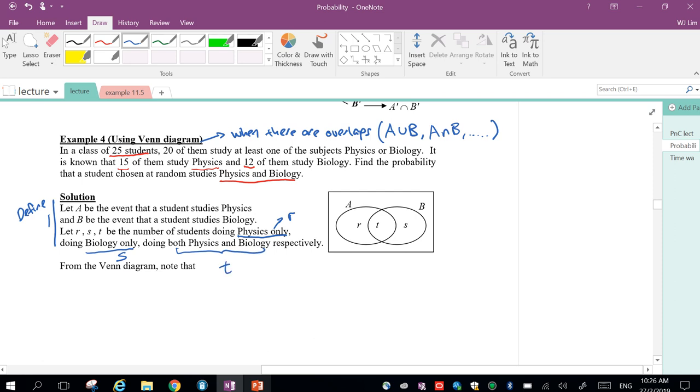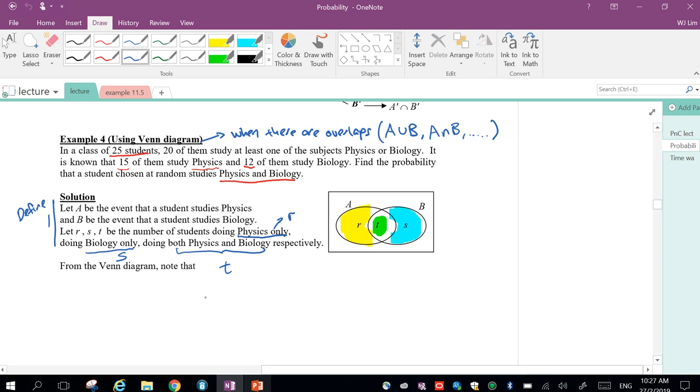Okay. So this is how I illustrate this on my Venn diagram. R here is just only this part. Okay, this is for physics only. The green part, the center, is physics and bio. Okay, what else? The blue part here is for biology only. Okay, is that clear? Okay, so without further ado, let's find what is my R, S, and T.